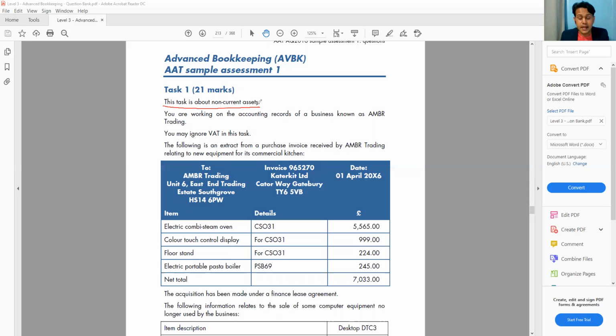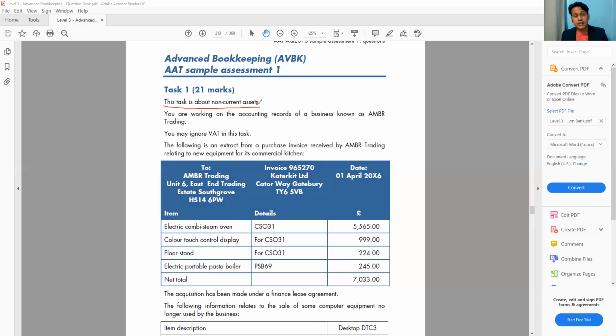Is it straight line? Is it reducing balance? Which method am I going to follow when we calculate the depreciation? And after that, we also need to see what type of funding method we have. Sometimes we paid in cash, sometimes we paid from the bank, sometimes we paid through hire or lease, sometimes it is a loan. So it is very important to understand how you bought that. So that's the combined procedure for non-current assets.